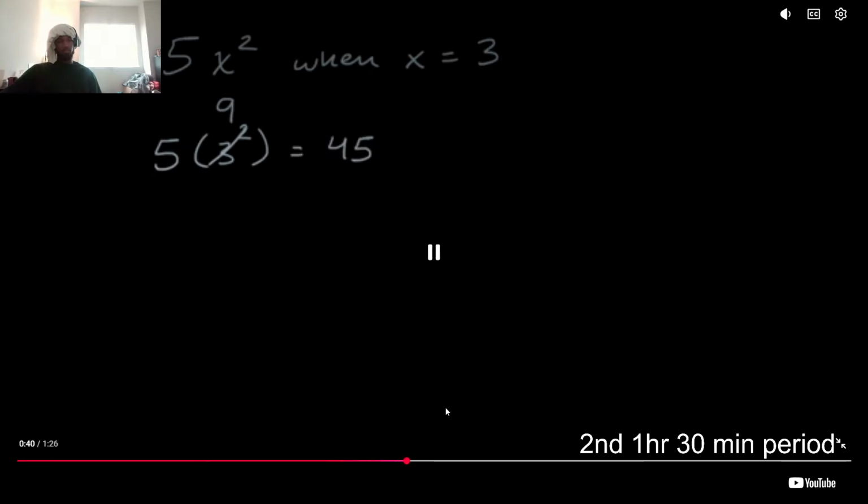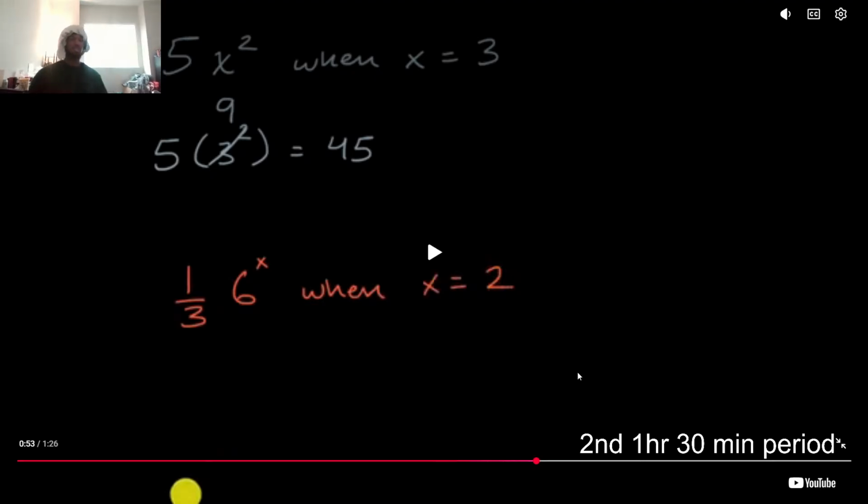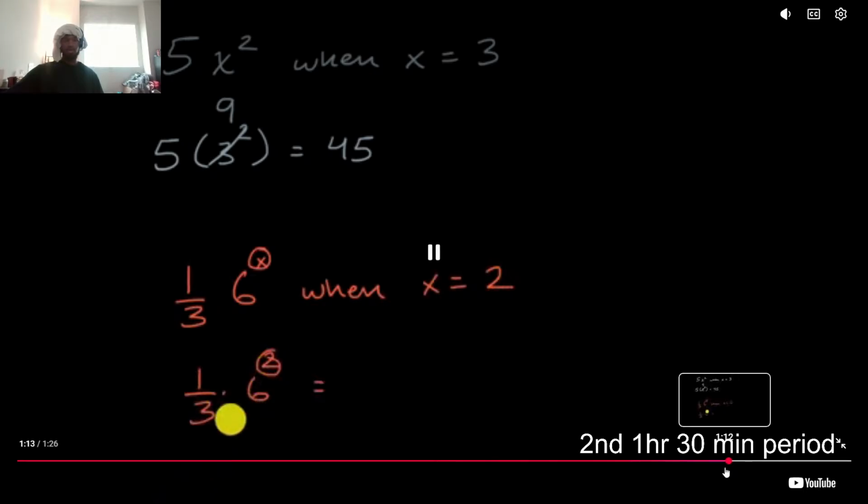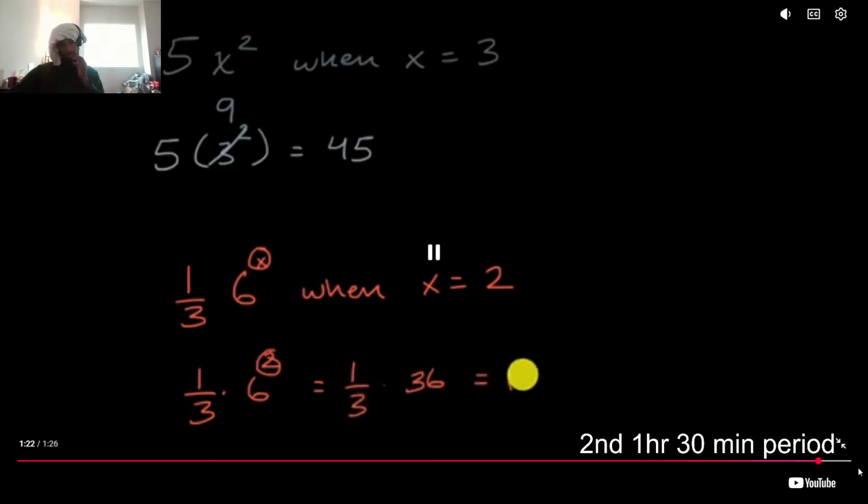Let's do another example that's a little bit different. Let's say I have the expression 1/3 times 6 to the x power, and I want to evaluate it when x is equal to 2. Pause the video again and see if you can work that out. Well, we'll do the exponent first, order of operations, so 6 squared is 36, and 1/3 of 36 is equal to 12. And we're done.